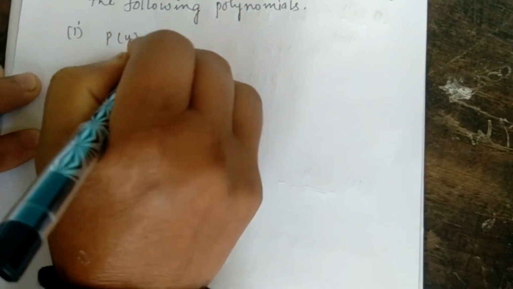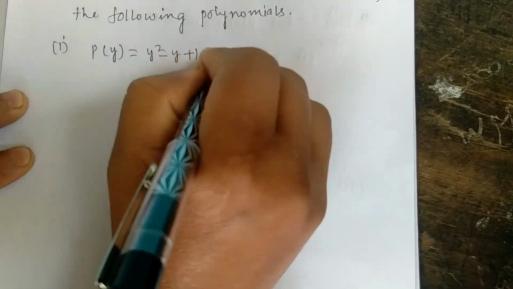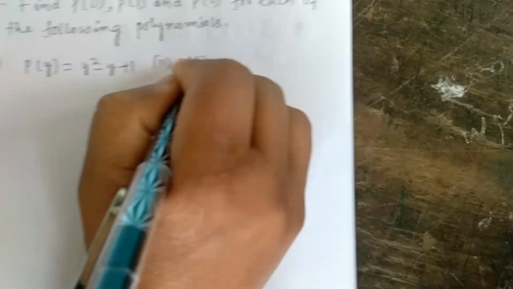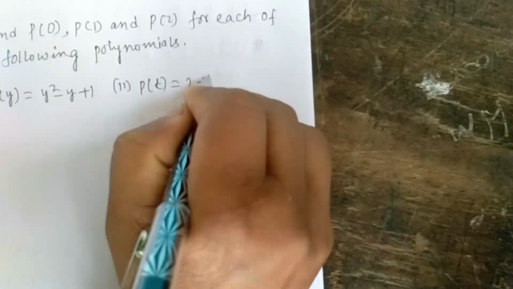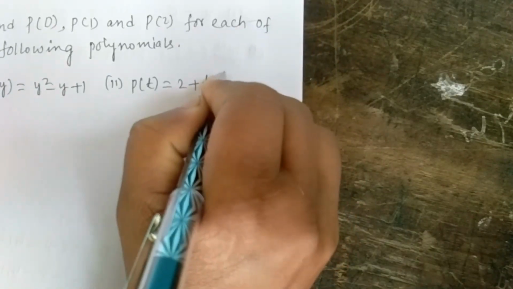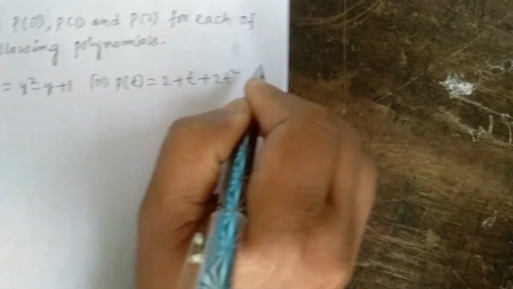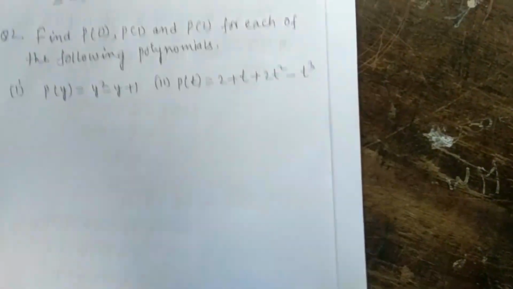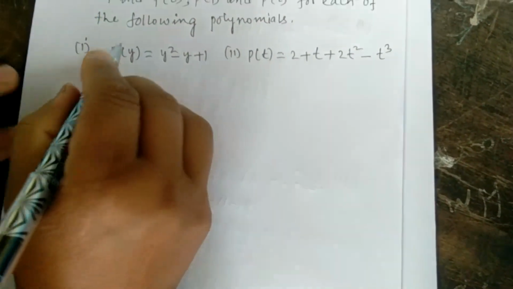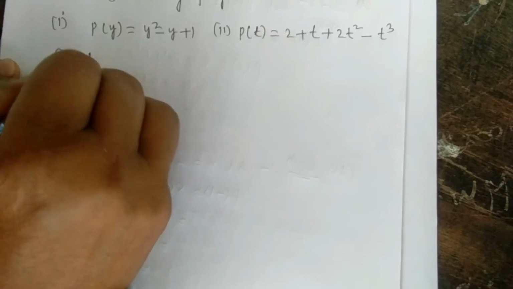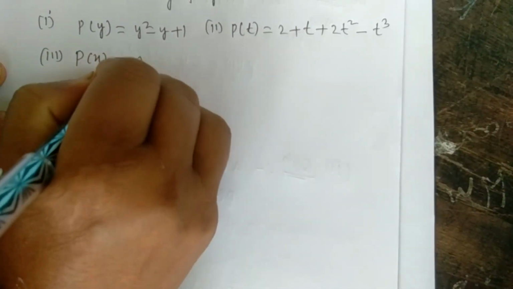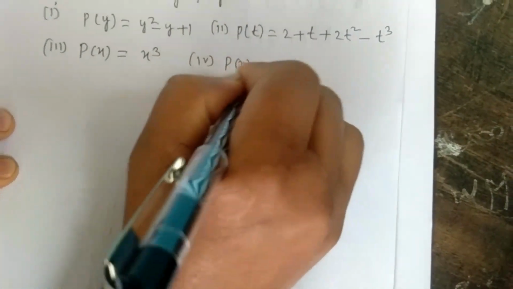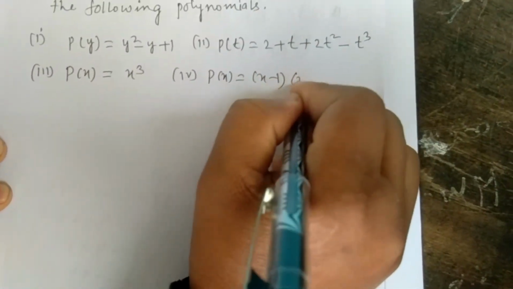Number one, p(y) equal to y square minus y plus 1. Number two, p(t) equal to 2 plus t plus 2t square minus t cube. Number 3, p(x) equal to x cube. Number 4, p(x) equal to x minus 1 into x plus 1.